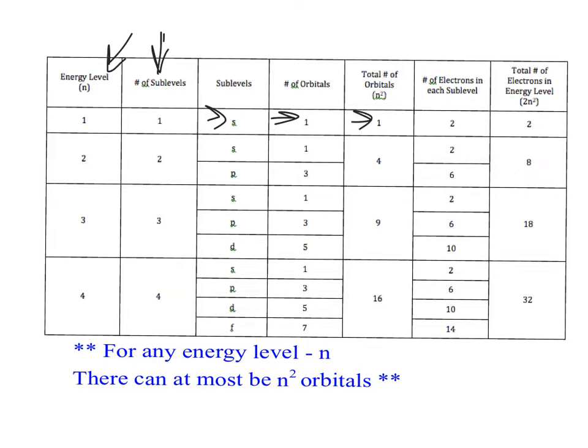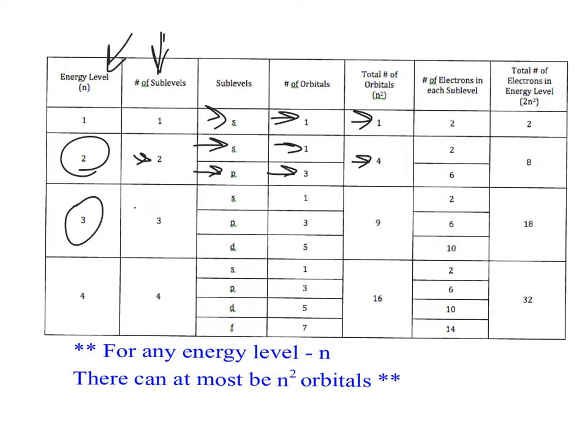Now let's look at 2. Energy level 2 could have 2 different sublevels. You have to start with S, but since it can have 2, it can also have a P sublevel. We learned based on those last couple slides, S has 1 orbital, P can have 3. Therefore, on energy level 2, I can have a total of 4 orbitals, in other words, 2 squared.